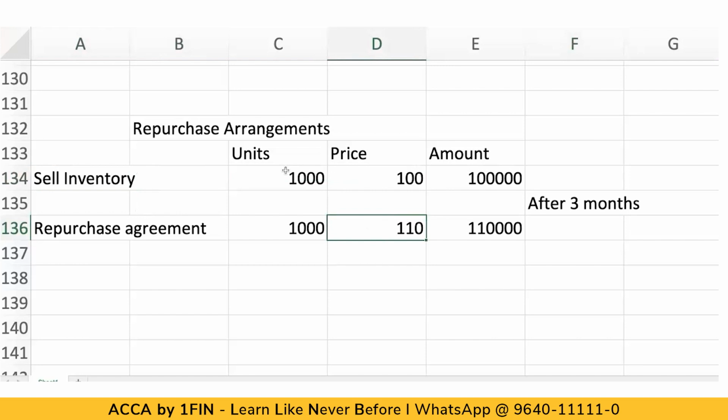So, because the risk and rewards are not transferred and you are buying back the same inventory, it is in essence a refinancing or a financing arrangement. So, this should not be recognized as revenue. You should say that the company has borrowed 100,000 of loan and the company has repaid 110,000 along with interest. So, this should be treated as a financial liability and you should not be recognizing revenue for this.